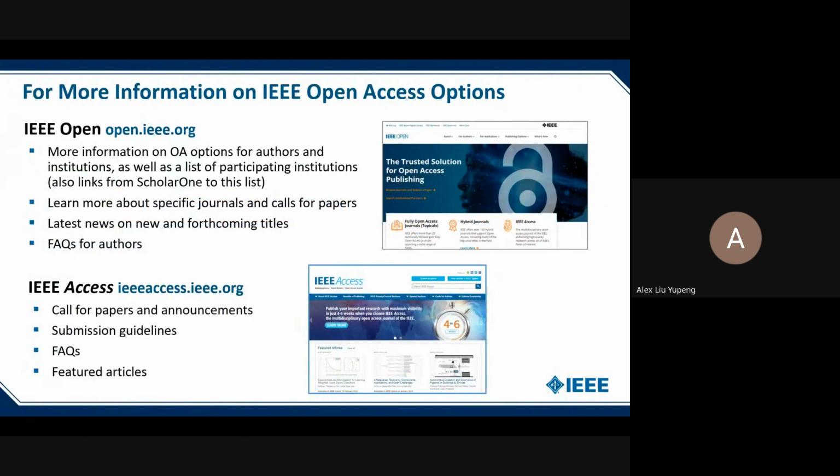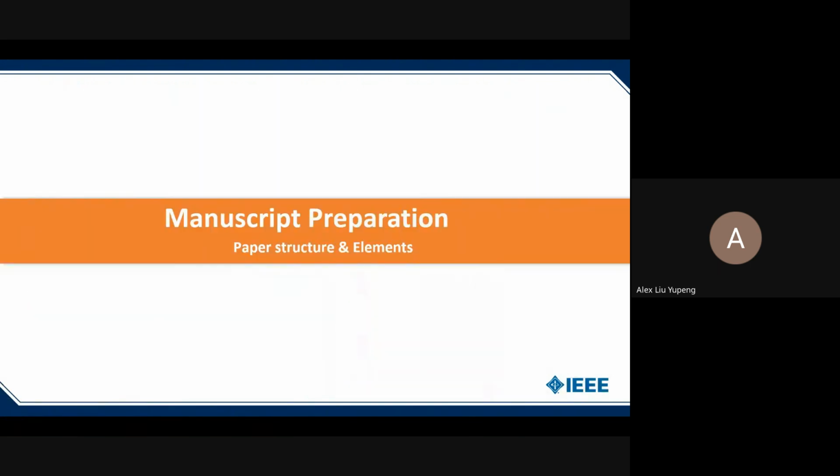So for more information on open access, see open.ieee.org, and we have a dedicated multidisciplinary journal, ieeeaccess.ieee.org. Please read more there. We have an FAQ for authors. If you have heard of open access but you're not quite familiar with how it works, please check out the FAQ on this website.